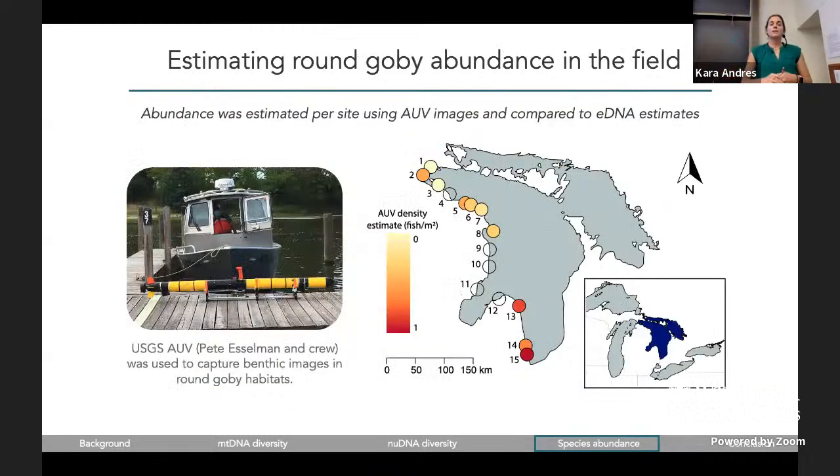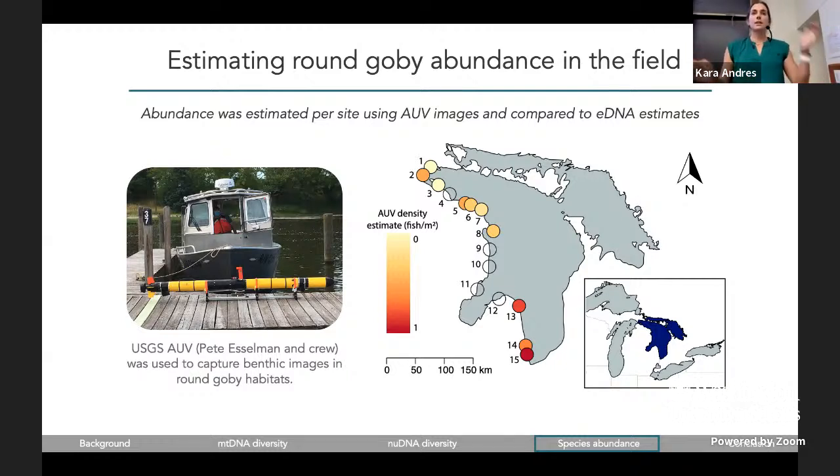Okay, so that was a mesocosm example. We did a simulation experiment. Now we wanted to take this out into the field to see if we could estimate round goby abundance using that DNA mixture model in a field-based setting. For this study, I partnered with Pete Esselman and his crew at USGS at the Great Lakes Science Center, and they went out and got us a ground truth round goby density in Lake Huron.